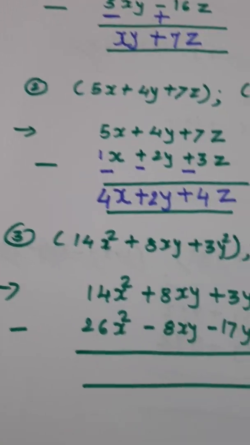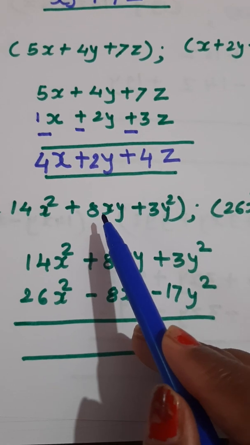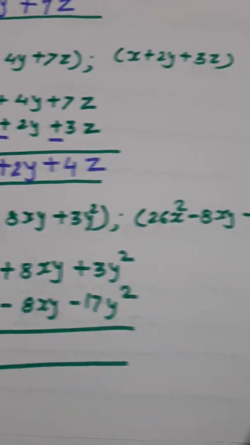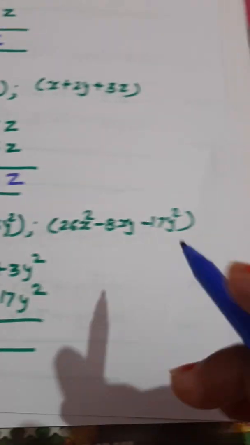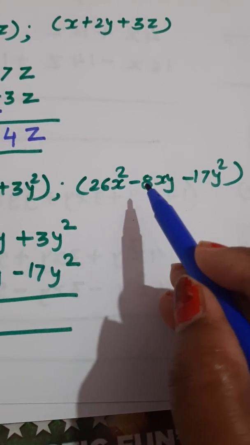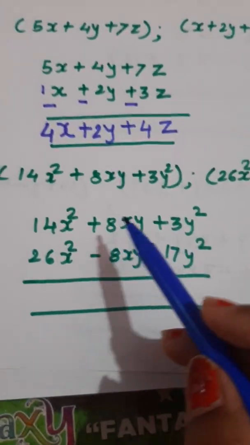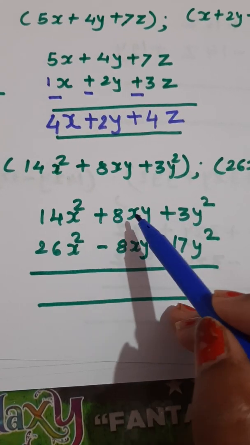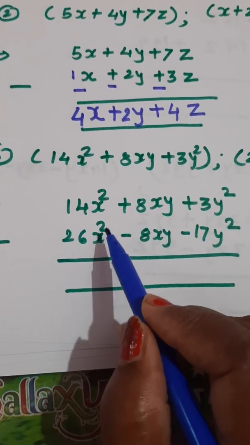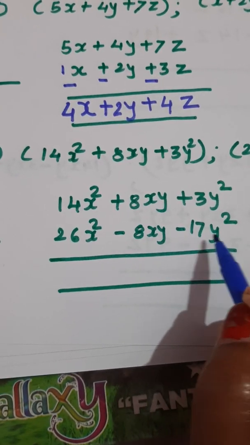Now the third problem. 14x square plus 8xy plus 3y square. This is the first algebraic expression. And second expression is 26x square minus 8xy minus 17y square. Now arrange it vertically. 14x square plus 8xy plus 3y square minus 26x square minus 8xy minus 17y square.